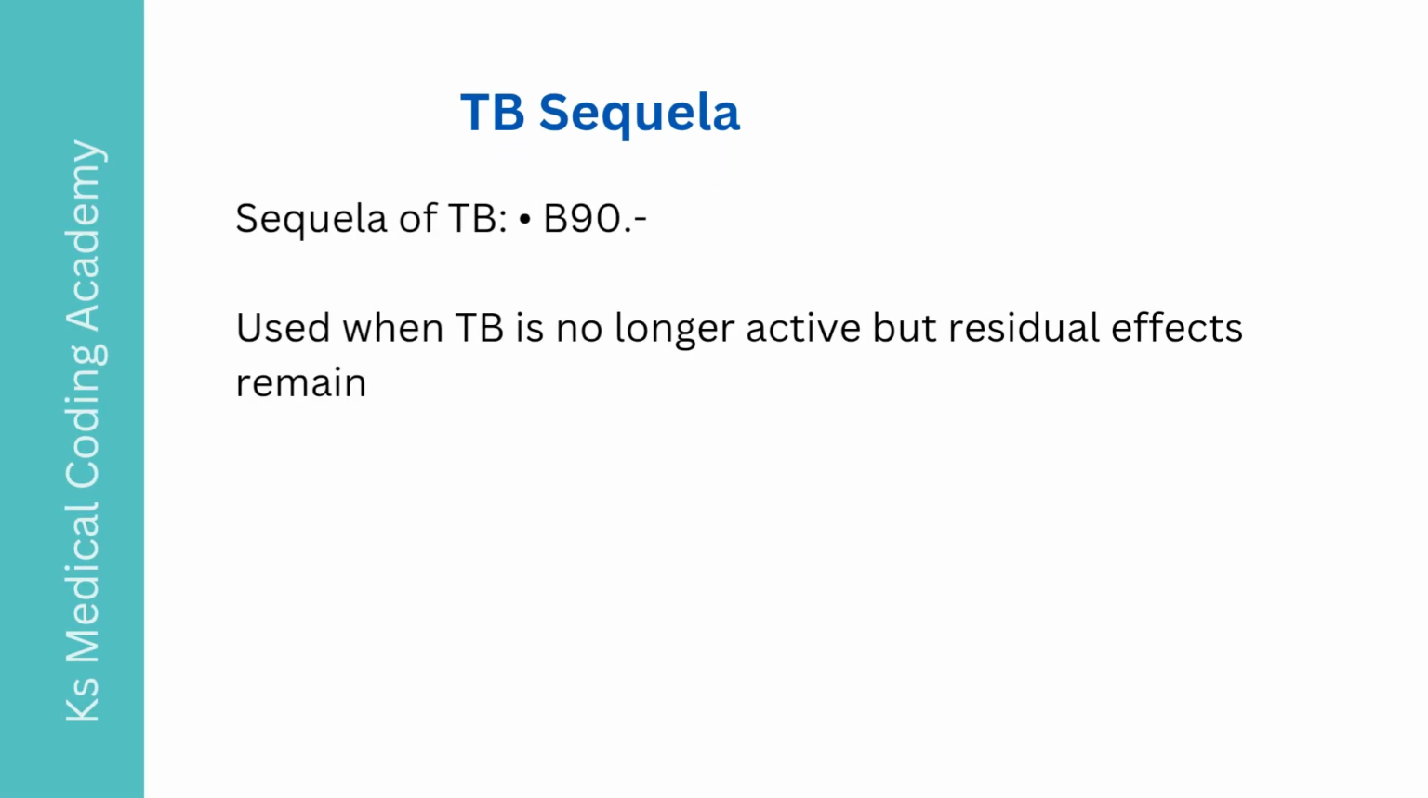Tuberculosis sequela. When tuberculosis is no longer active but residual effects remain, use sequela codes from category B90. These codes indicate past TB with long-term consequences.